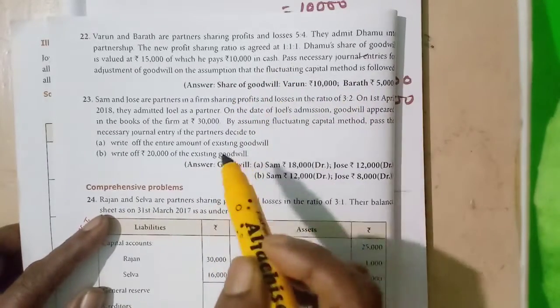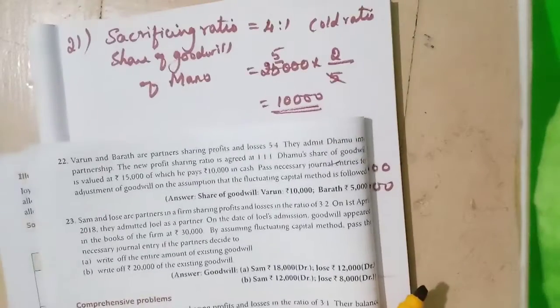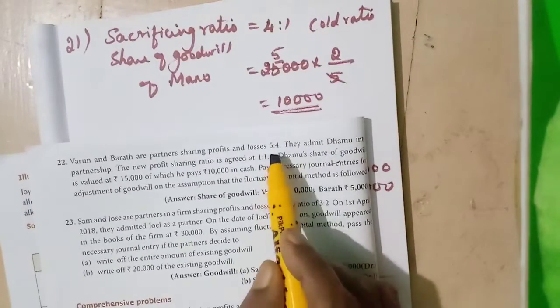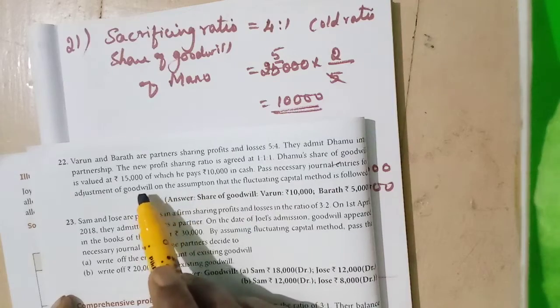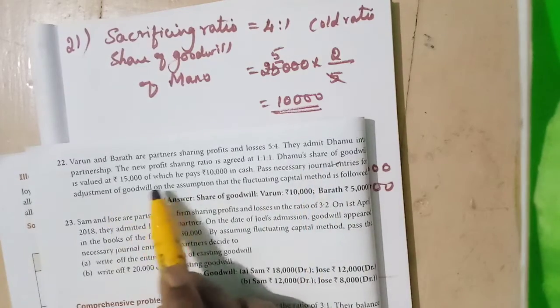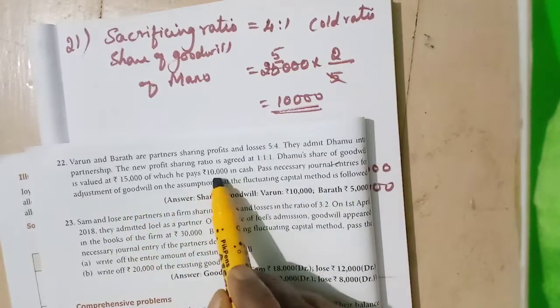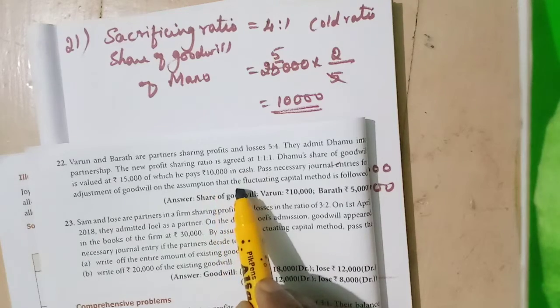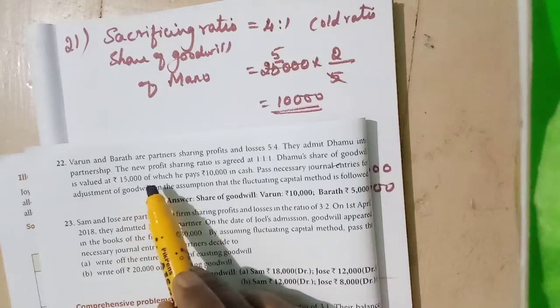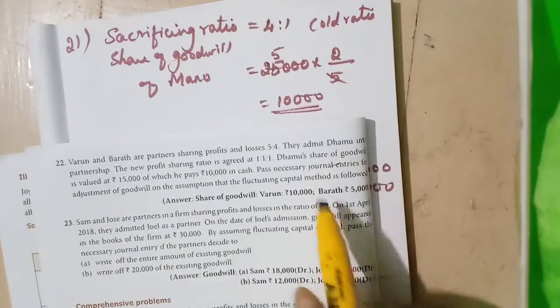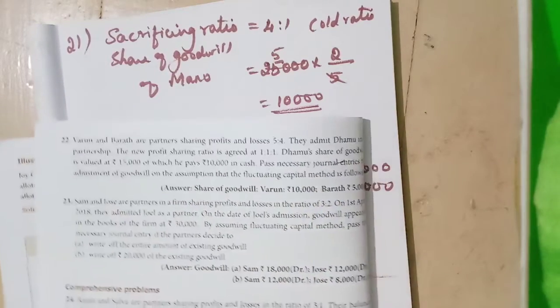So the first step is calculating the sacrificing ratio, isn't it? That is old ratio minus new ratio. Second, the share of goodwill is clearly given as 15,000. So 10,000 is paid in cash, and the remaining goes to his account. Then Damu's account must be debited. Okay, students, we will do only one journal.